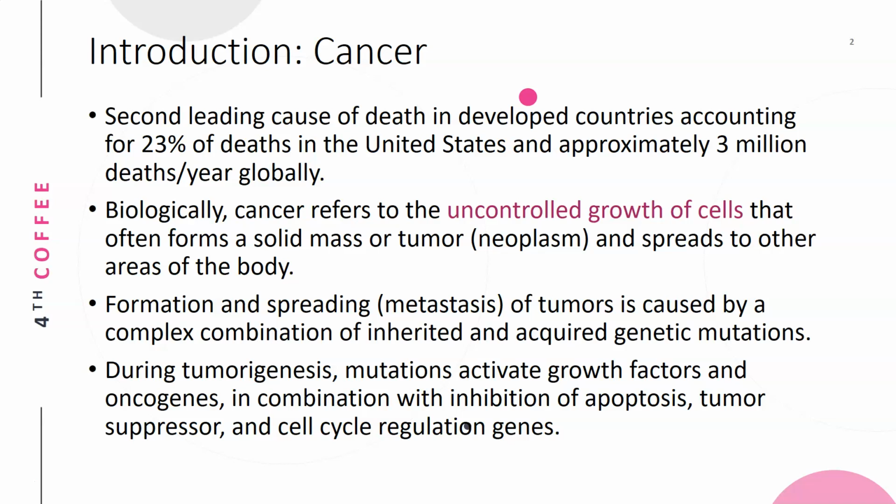That is a lot. Biologically, cancer refers to the uncontrolled growth of cells that often forms a solid mass or tumor, which is a neoplasm, and spreads to other areas of the body. The formation and spreading of the tumors, called metastasis, is caused by a complex combination of inherited and acquired genetic mutations. During tumorigenesis, mutations will activate growth factors and oncogenes in combination with inhibiting apoptosis, which is the death of cells, and the tumor suppressor genes and the cell cycle regulation genes. So the bad stuff gets turned on and the good stuff basically gets turned off.